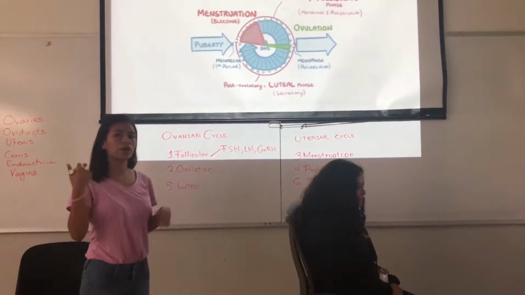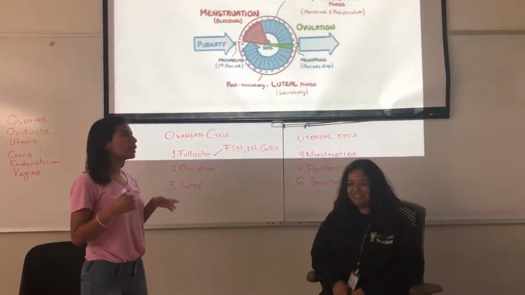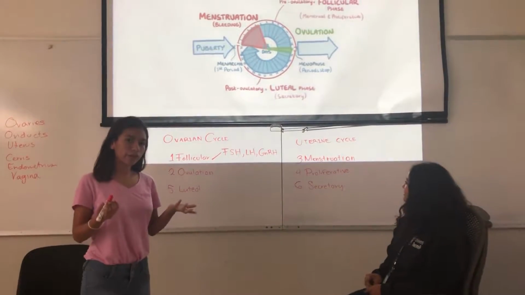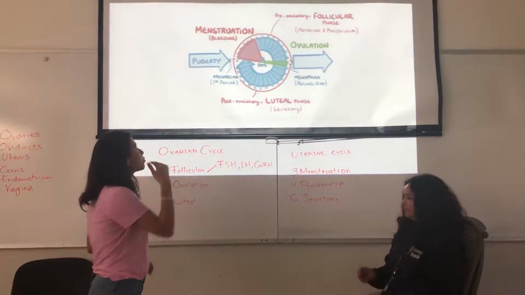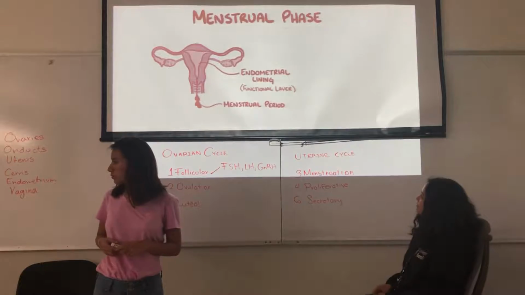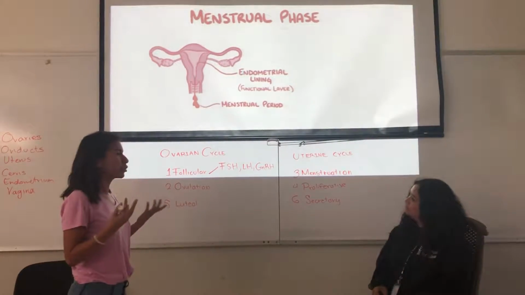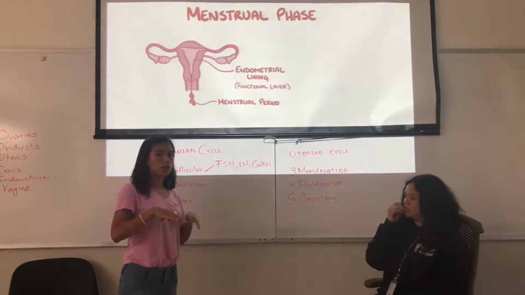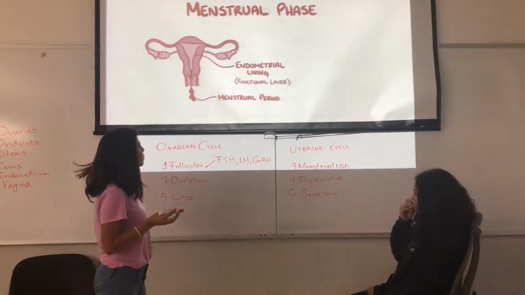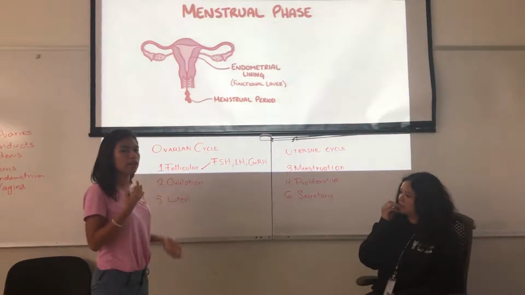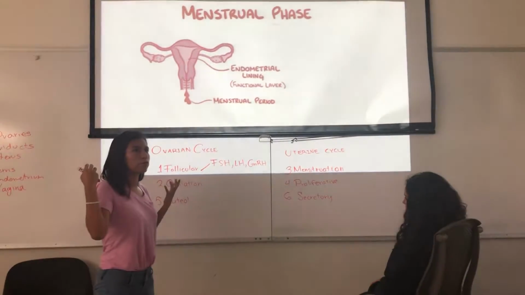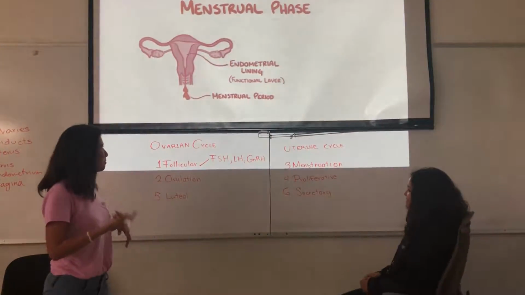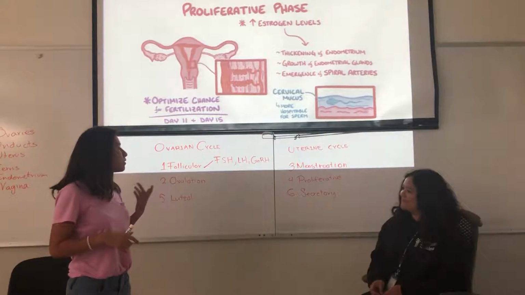While this is happening in the ovaries, in the uterus the uterine cycle is happening. The uterine cycle begins with the menstruation. And the menstruation, in short, is the old endometrial lining shedding, and this is the menstrual period, and this causes the flow to get out of the body.